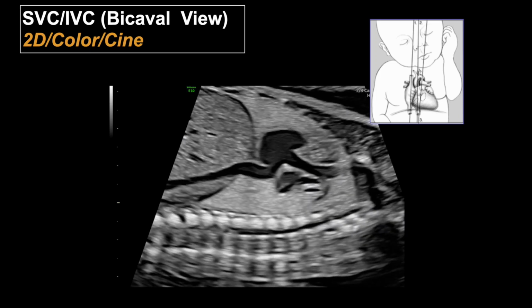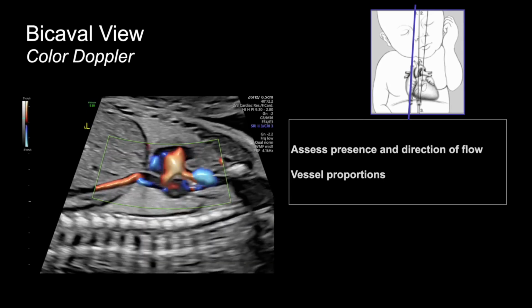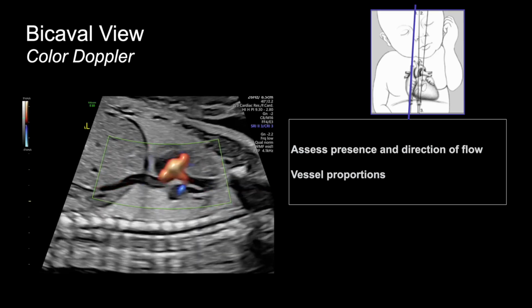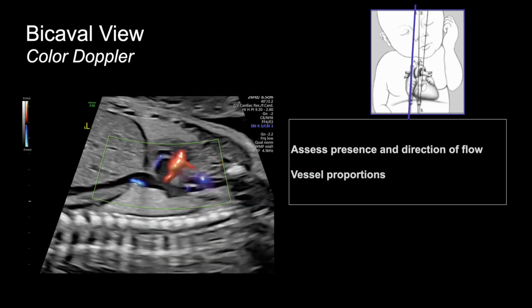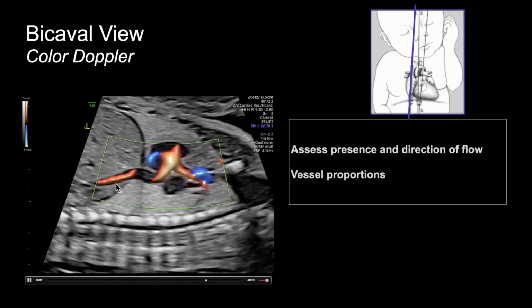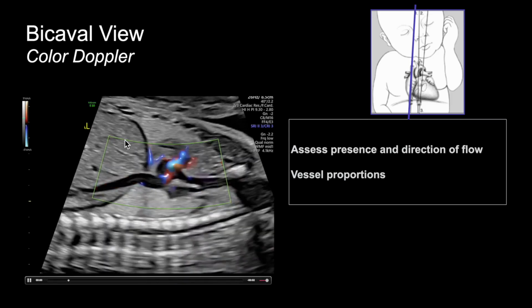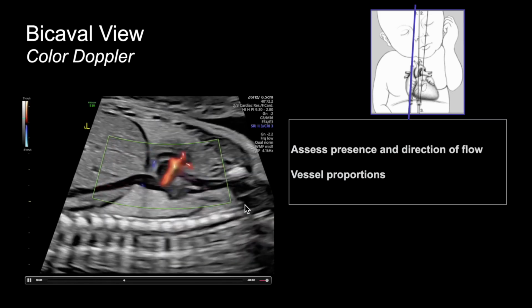Into your bicaval view, looking at this with 2D color and with cine. This is another long axis plane. We also are looking at this with color Doppler. This helps us assess the presence and direction of flow as well as confirm vessel proportions. They should be about equal in size. When I look at the bicaval view, I do like to use my more highly sensitive directional independent color flow because I am coming in pretty well perpendicular with both of these vessels. I need more highly sensitive flow in order to be able to pick this up.